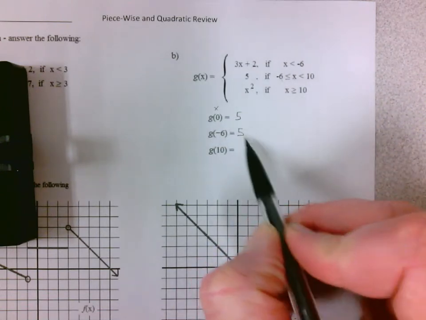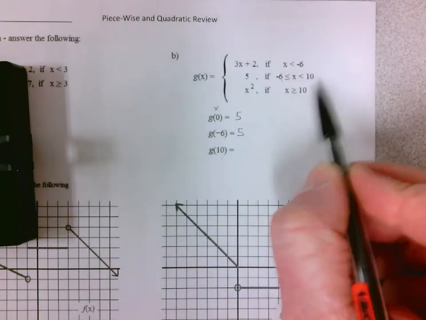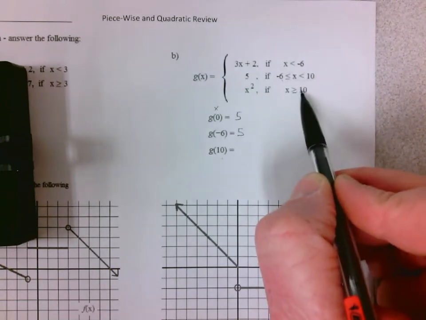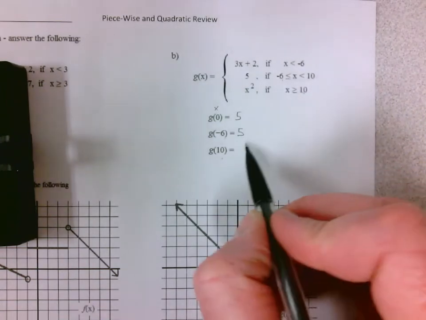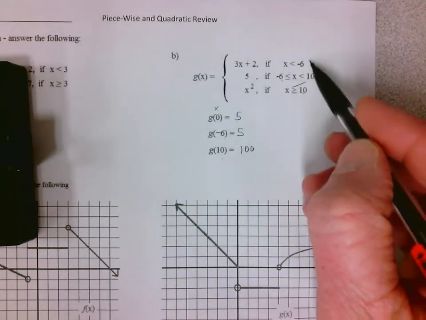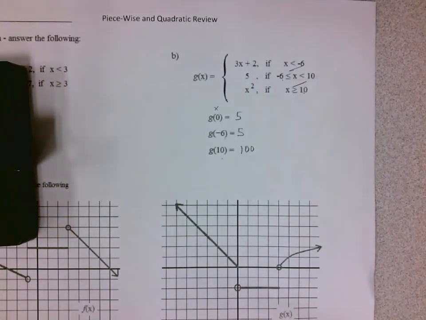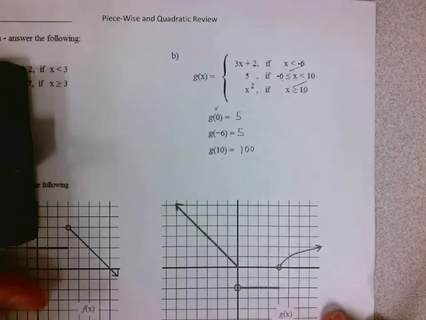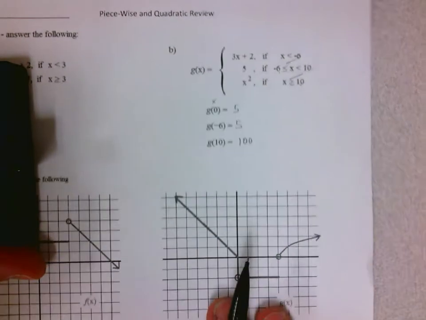So it's also 5. When x is 10, again, two 10's there. We want it when it's equal to 10. So 10 squared would be 100. So it's mostly being worried about these overlaps and making sure you pick the right one. Occasionally the point does not exist. It's not part of the graph. If there's a gap, but this doesn't have a gap.